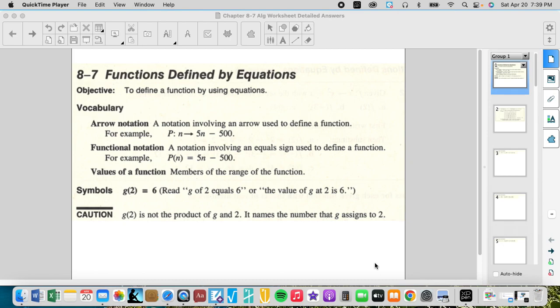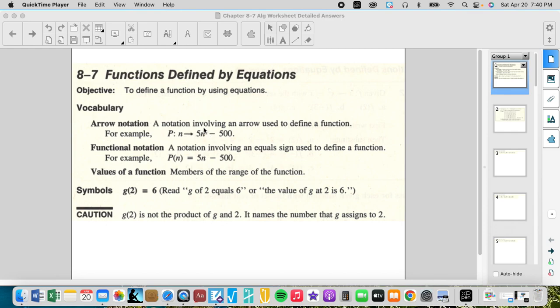8.7 functions defined by equations. So in 8.6, when we were creating graphs of functions, I discussed how we have notation, function notation. So this is arrow notation and this is function notation. So this is just P of n. N is going to be the variable.